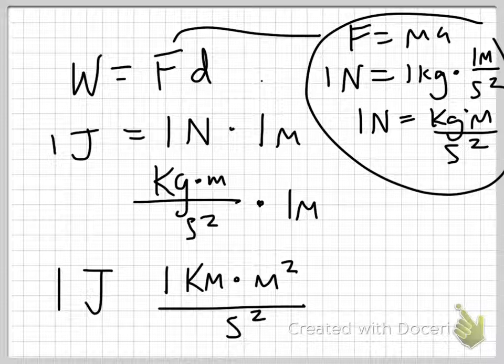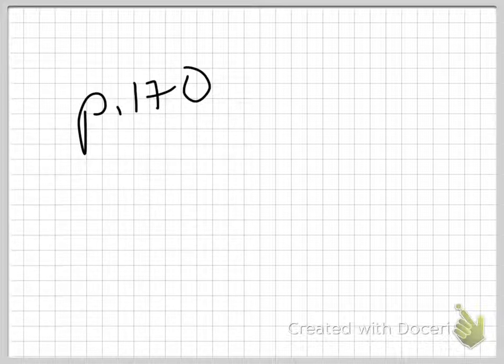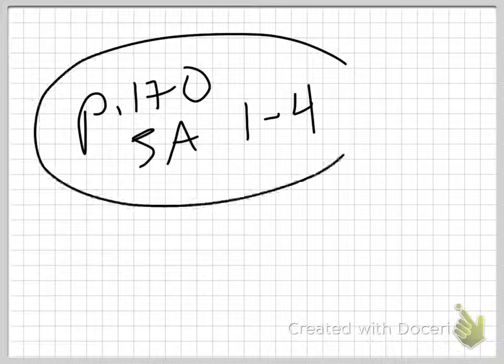Assigned are all of the 5A practice problems. Okay, so assigned, page 170, 5A, 1 through 4. And we will not be doing worksheets in Chapter 5. We're just doing the book problems, which keeps it a lot simpler.